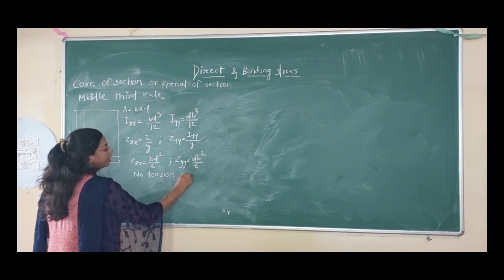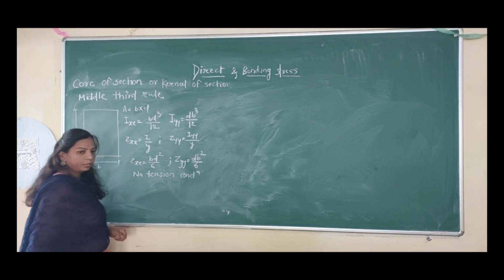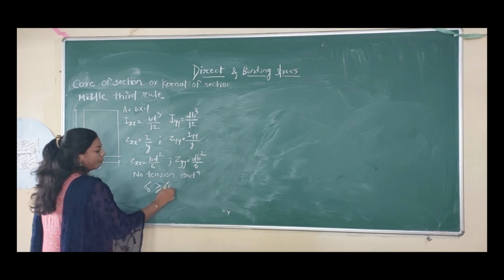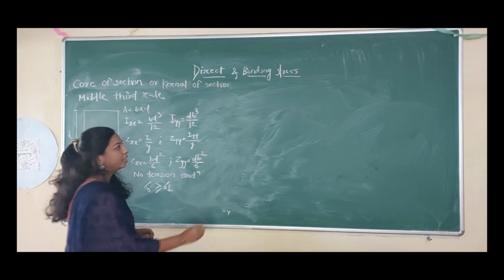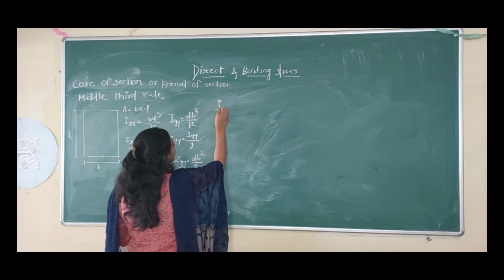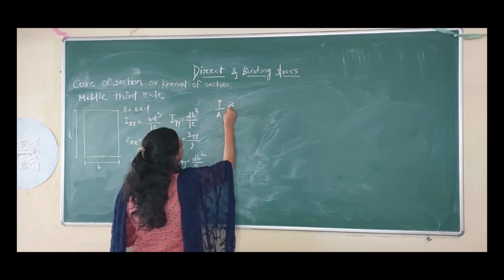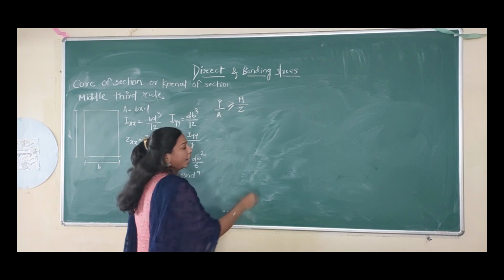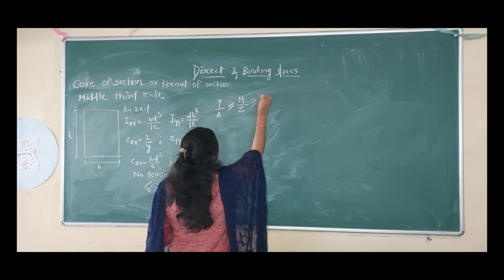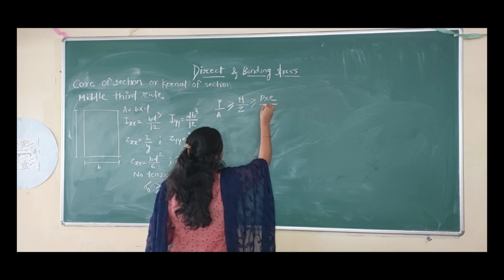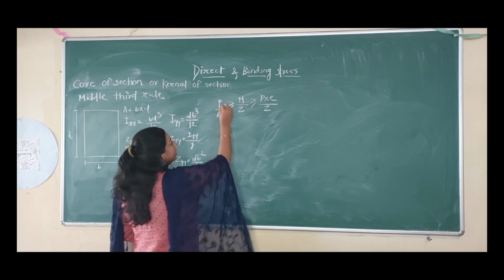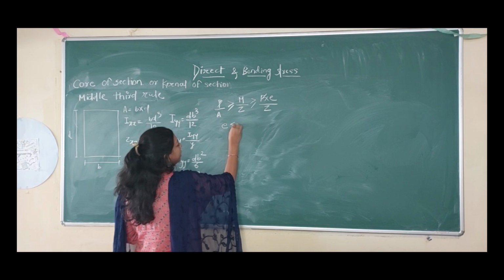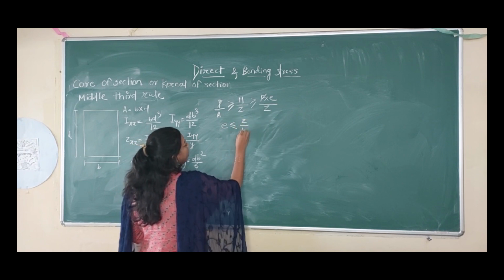No tension condition is direct stress is greater than or equal to bending stress. P upon A is greater than or equal to bending stress, M upon Z. Again, M is P into e. This P gets cancelled. Eccentricity should be less than or equal to Z upon A.